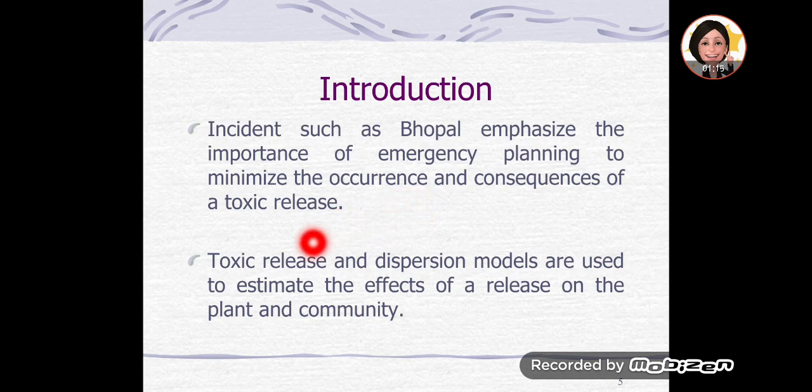So toxic release and dispersion models are used to estimate the effects of a release on the plants and community. So this model takes into consideration the humans working in the premise and also staying in the surrounding, as well as the environment, the flora and the fauna.